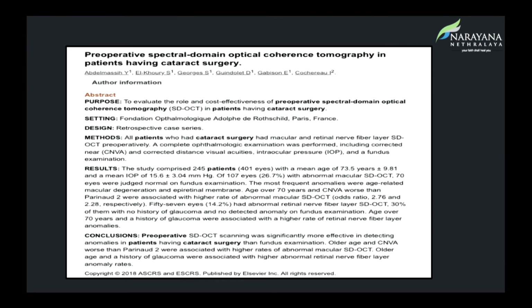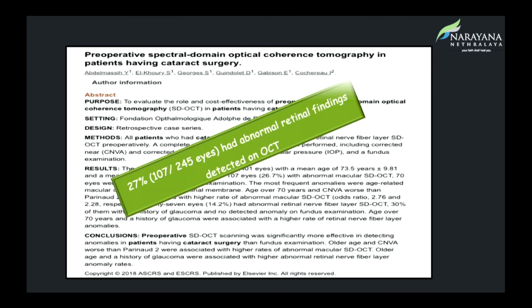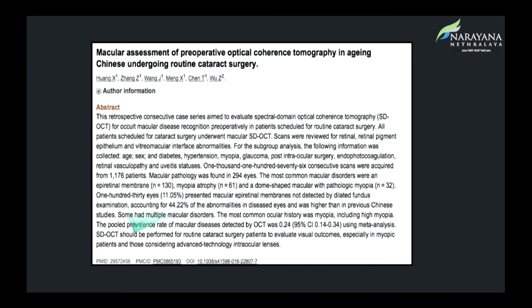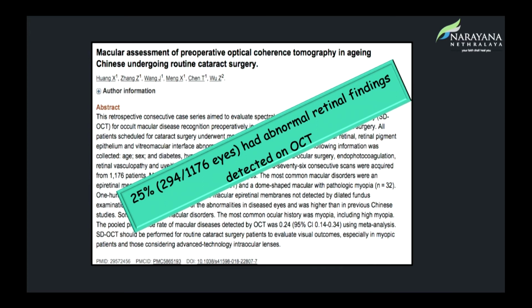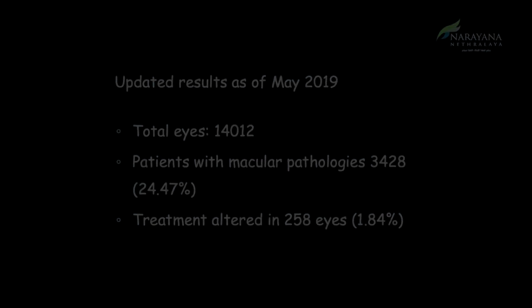So there are other studies where similar SD-OCT was done before routine cataract surgery, and they also found similar results, where 30% of patients had abnormal findings on the OCT, which they were notified of, and hence were taken up for either a combined management or explained previously that they would require treatment. Another study from China shows about 25% macular pathologies.